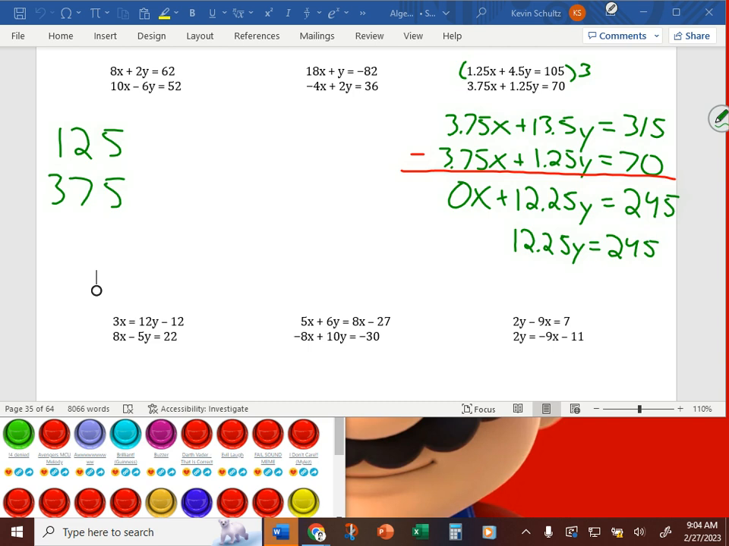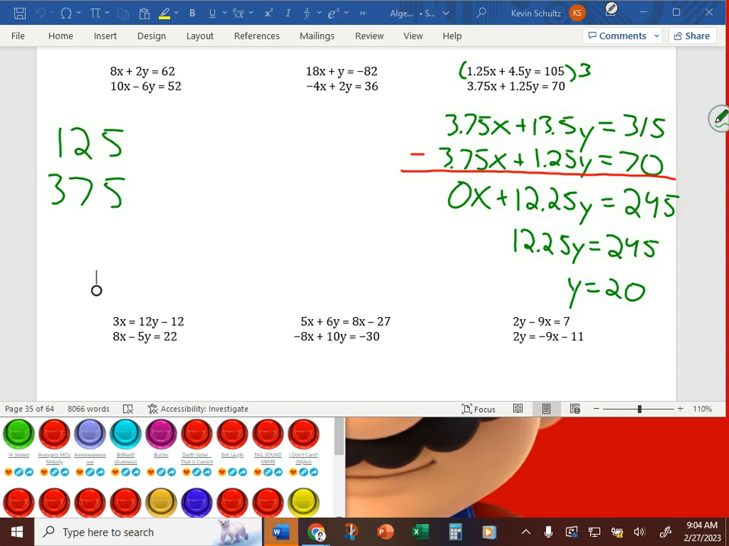What does y equal? 20? It works out that nicely. Gotta love that. What'd you get, Cole? I didn't do it. Well, then why are you talking? 20? Good. Okay. Y equals 20.